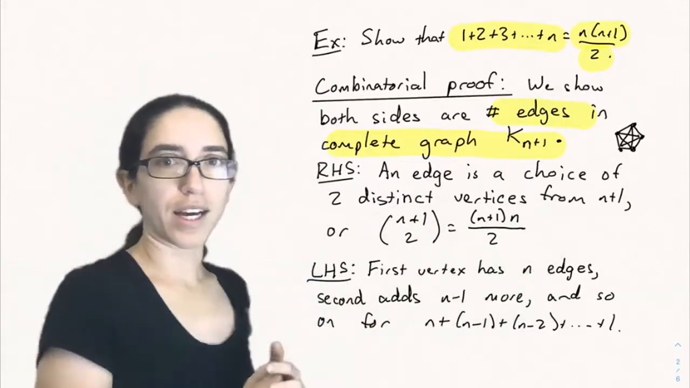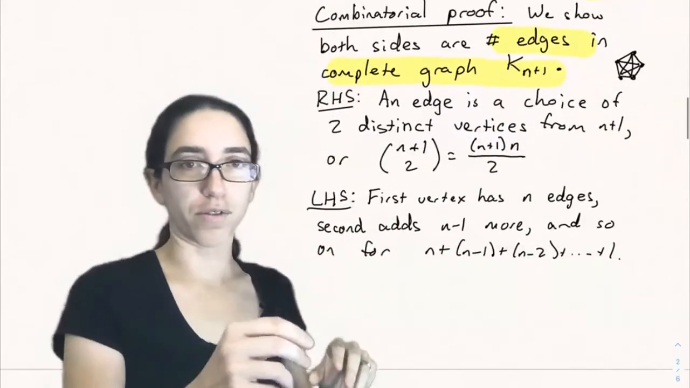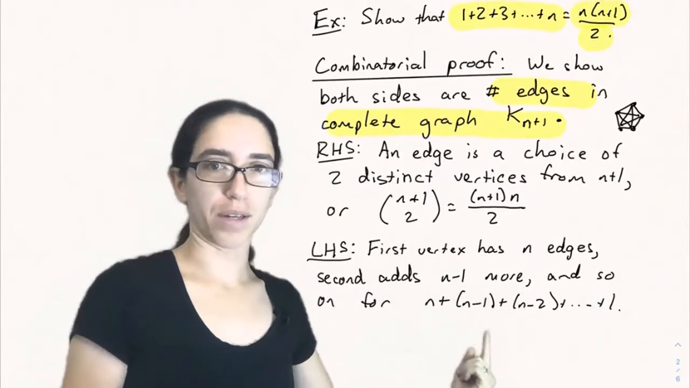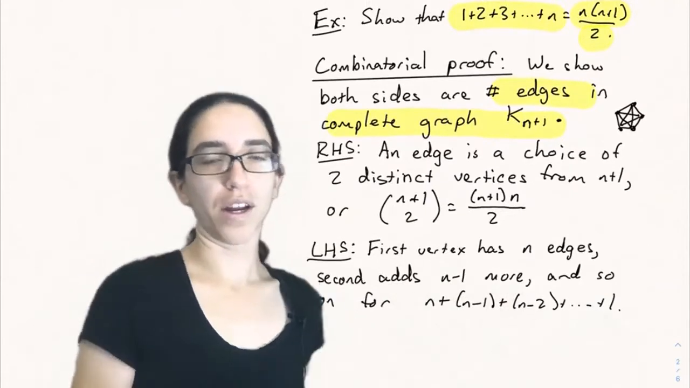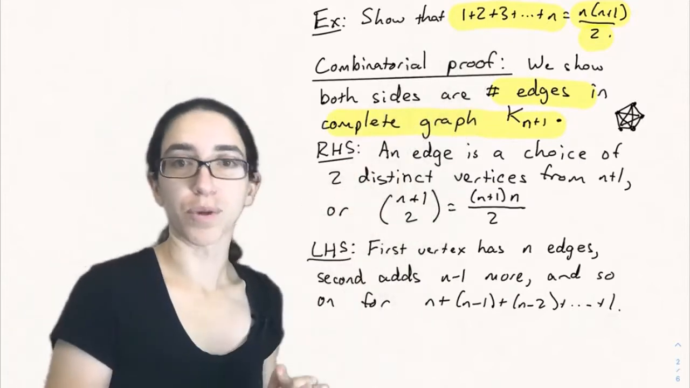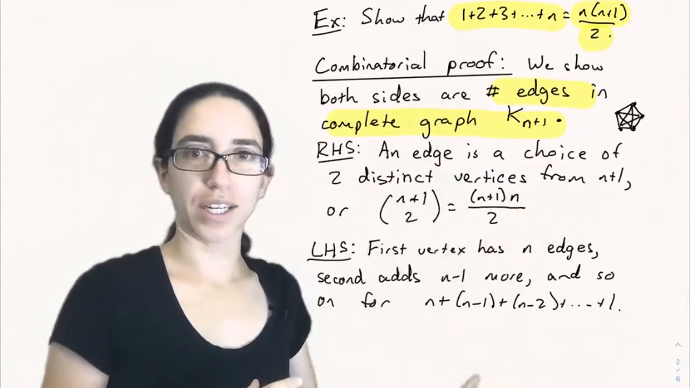For the left-hand side, you could say, well, the first vertex has n edges coming out of it, and then another vertex, you add n minus 1 more to that, and so on, for the sum n plus n minus 1 down to 1. This is essentially how we derived this formula for the triangular numbers in the first place. But here's a combinatorial proof of that fact by counting a set in two different ways.